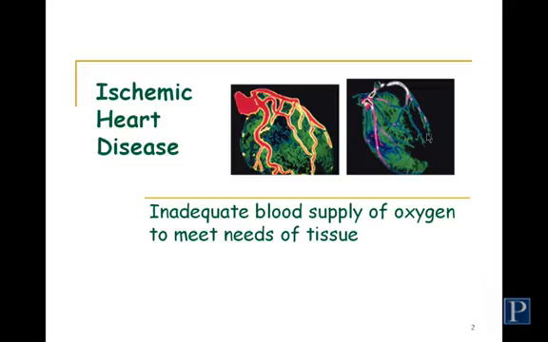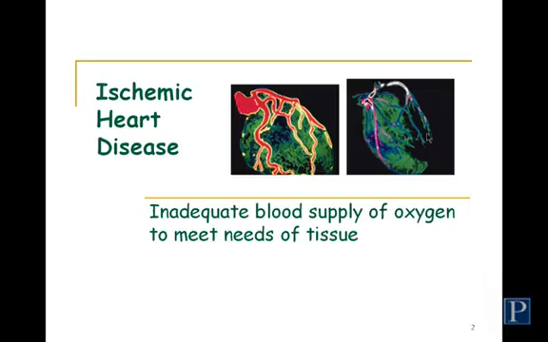And when someone says to you ischemic heart disease, ischemia means insufficient blood flow to meet the metabolic demands of a tissue. So if you don't have enough blood, you're not going to get enough oxygen, not enough nutrients, won't be able to get rid of waste products, and the functioning of a particular tissue won't be optimal.